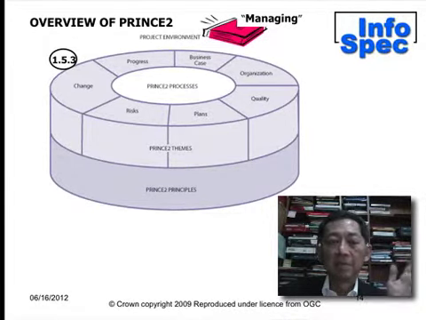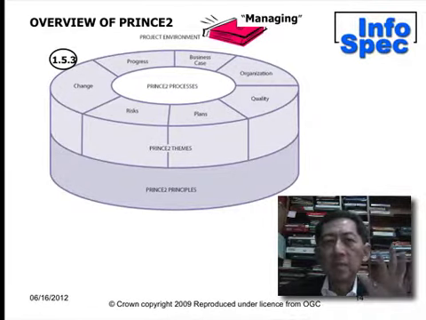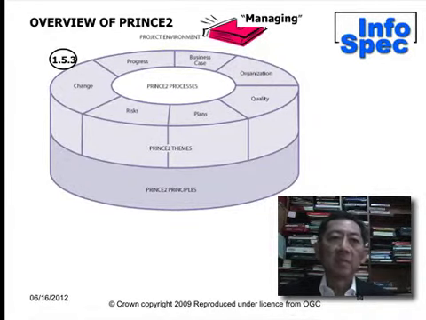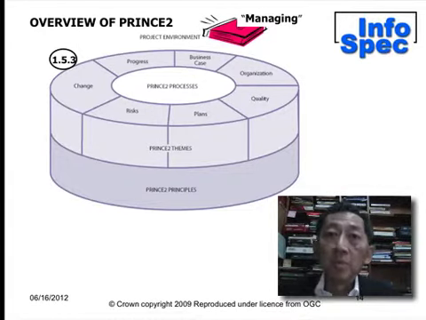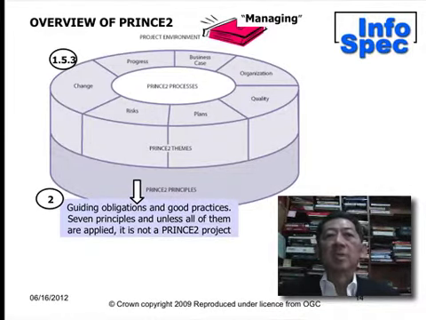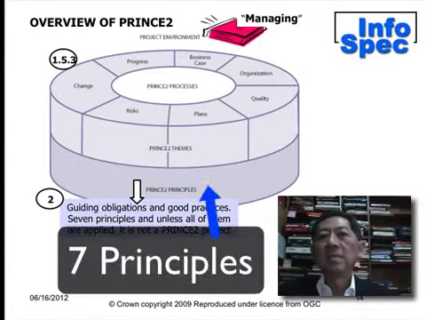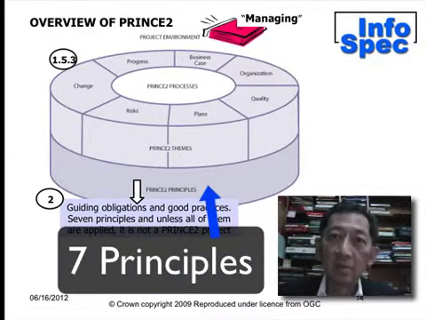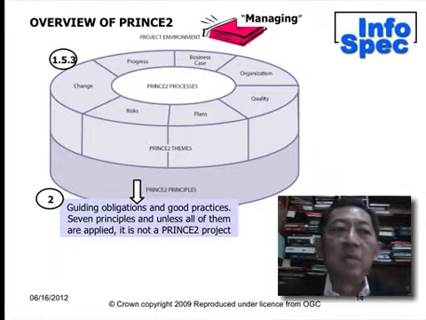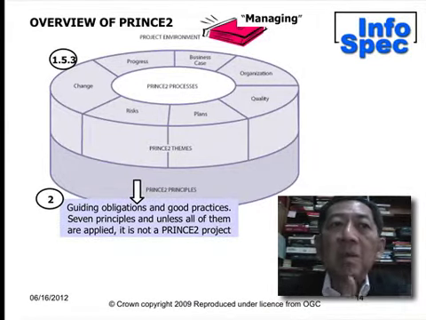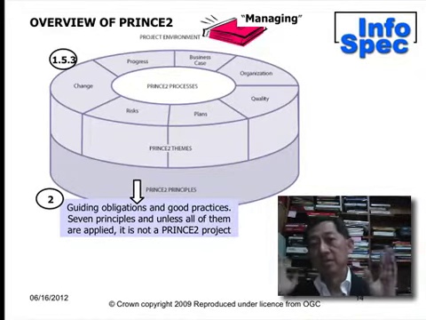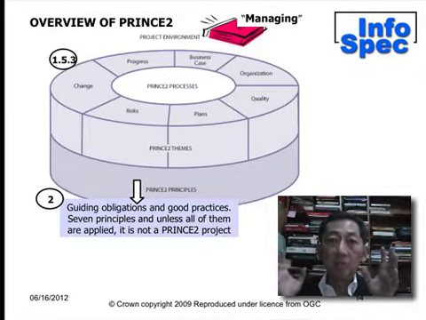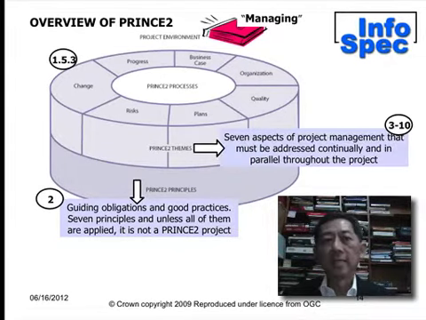Now, what are the themes about? We shall talk about it in a moment. Underlying the whole thing are the Prince2 principles. Let's talk about the principles first. The principles are basically guiding obligations and good practices. These 7 in all, that's the way we have classified them in Prince2, are meant to be applied throughout the project. If these basic 7 fundamental principles are not applied, then we can't call it a Prince2 project.